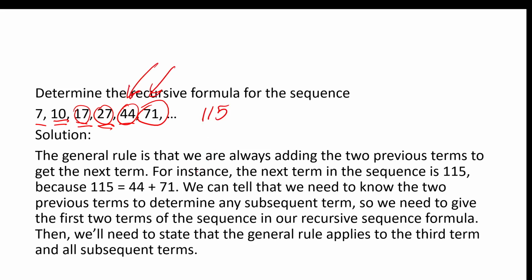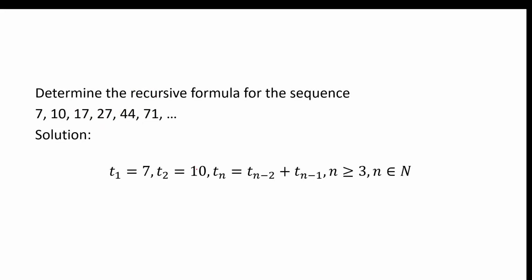Well, that means we needed to know 2 previous terms to determine the next one. So we need to give the first 2 terms of the sequence in our recursive sequence formula. Then we'll need to state that the general rule will apply to the third term and all subsequent terms. So we can write it as follows. Note that we're giving the first 2 terms of the sequence as shown, because we need 2 terms to get each next subsequent term.